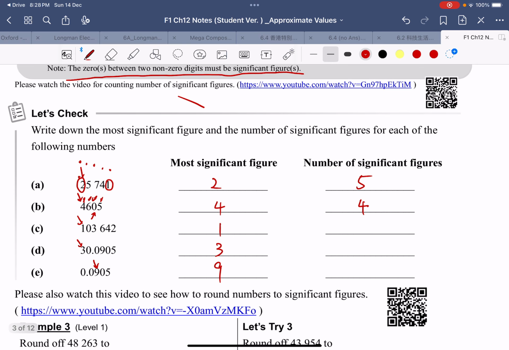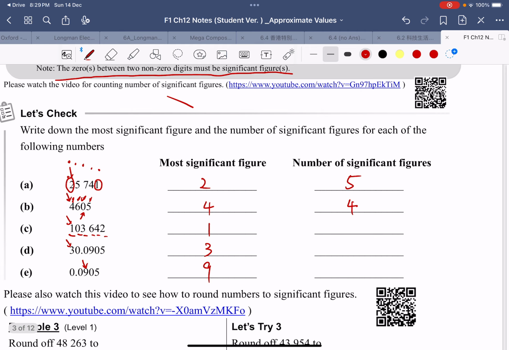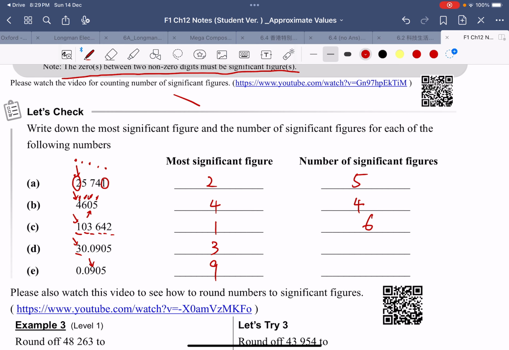And then again, try to count by yourself. 1, 2, 3, 4, 5, 6. And then these 2 zeros are not significant because the most significant digit is 9. And then we count 1, 2, 3. 3 here.